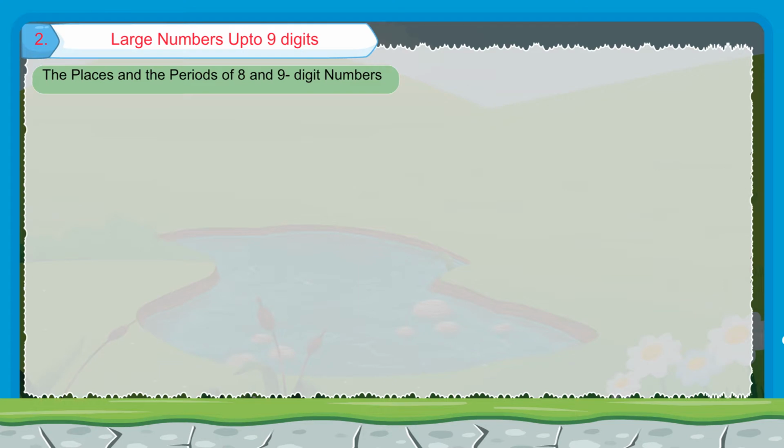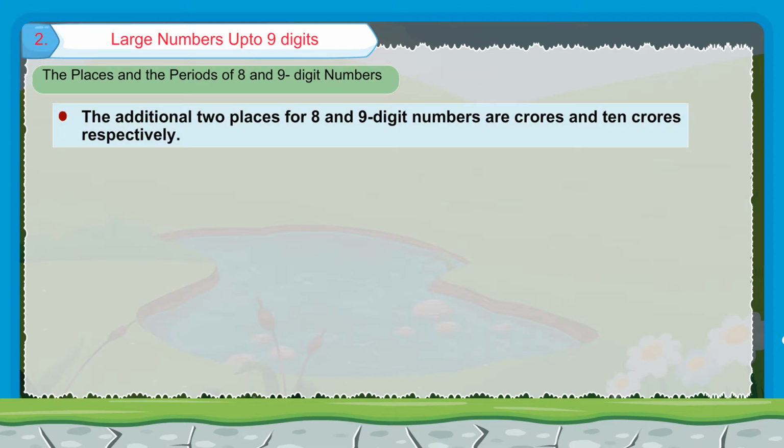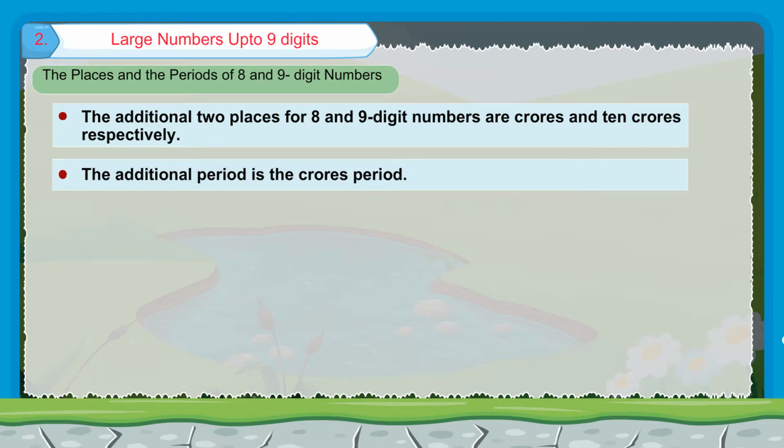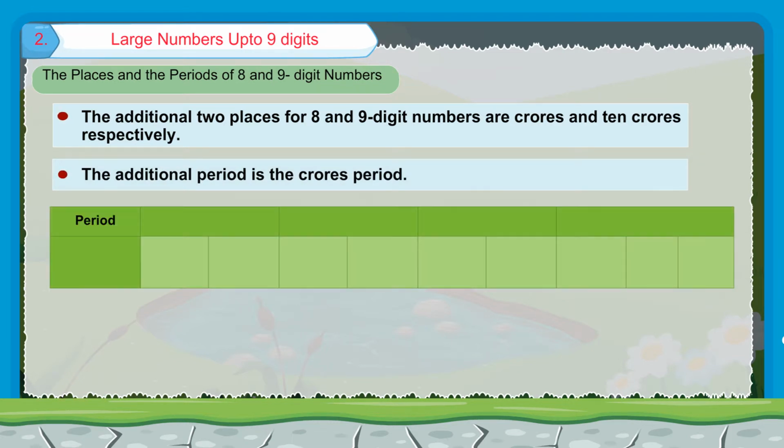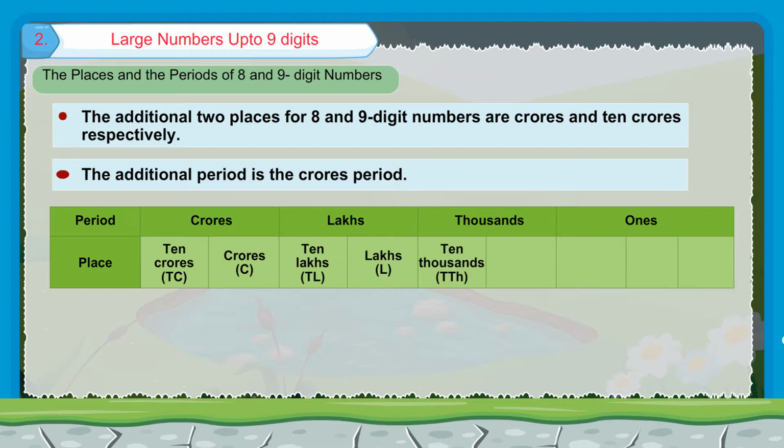The places and the periods of 8 and 9 digit numbers. The additional 2 places for 8 and 9 digit numbers are crores and 10 crores respectively. The additional period is the crores period. Periods: crores, lakhs, thousands, ones. Places: 10 crores, crores, 10 lakhs, lakhs, 10 thousands, thousands, hundreds, tens, ones.